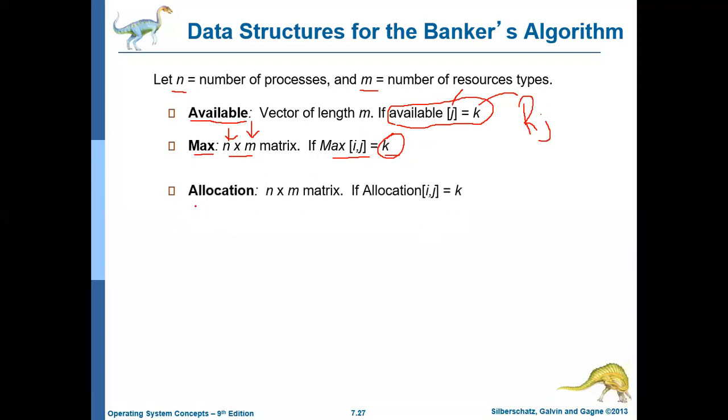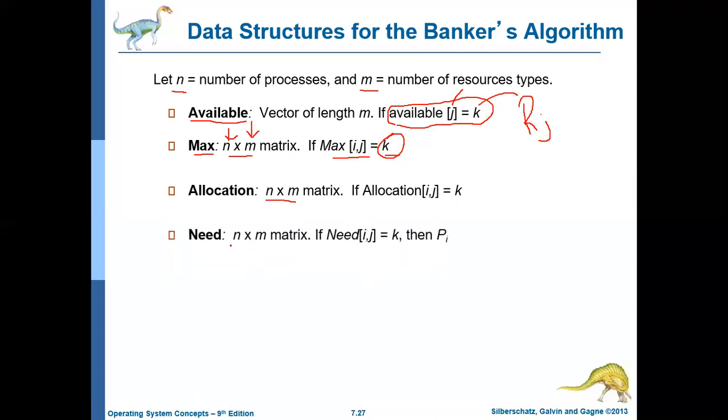Then the next data structure is allocation. Again, this allocation is also an n cross m matrix where n is the number of processes and m is the number of resources. If allocation of i comma j equals k, then it means that k instances of resource j are allocated to process i. Okay, so that is what is called allocation.